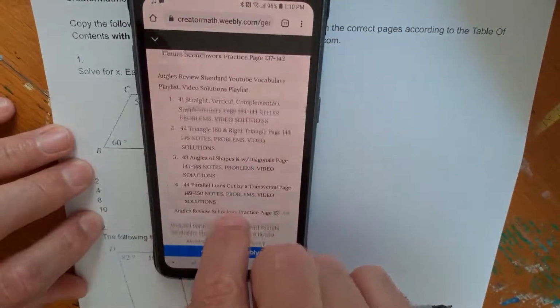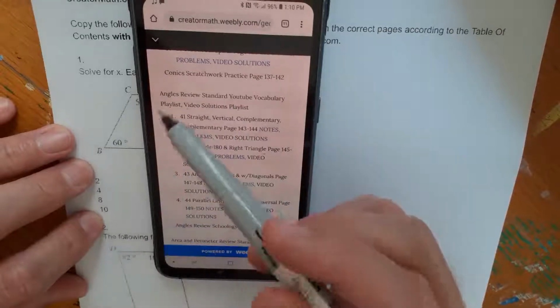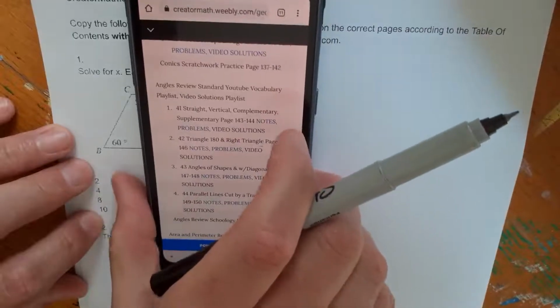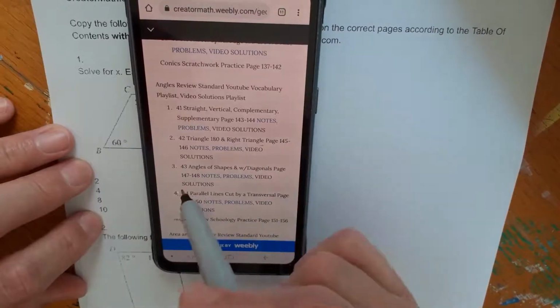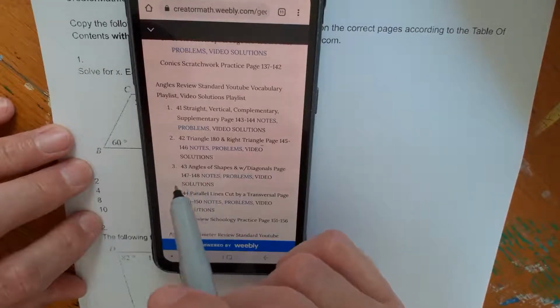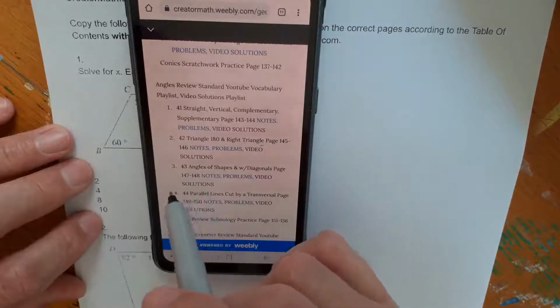So let's go back up to here. This says Angles Review. That's the unit. Within this unit, there's 1, 2, 3, 4 lessons. We are on lesson number 3, so we're right here, angles of shapes with diagonals. There's a page number here. That's where the notes go in your comp book. Don't look at this video for that. Go back to the original table of contents because by the time you watch this, it's probably different.